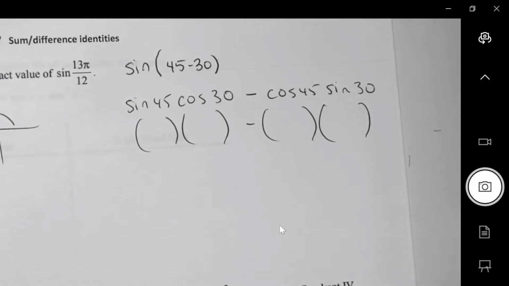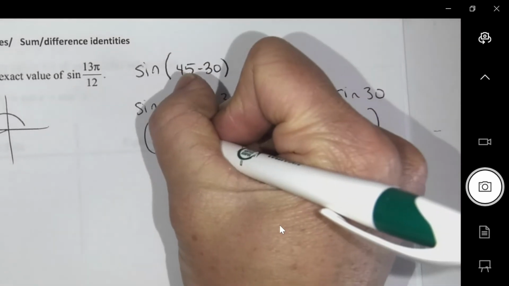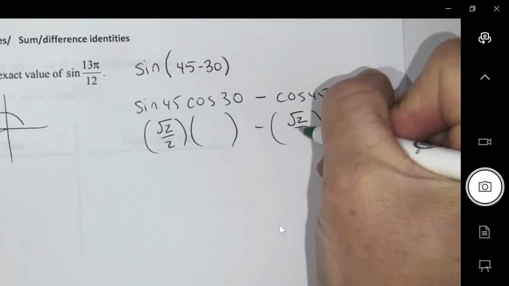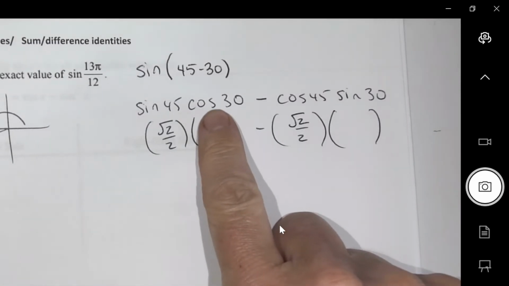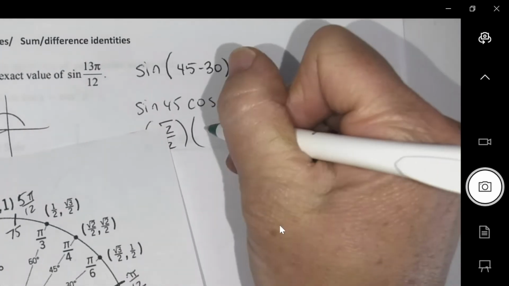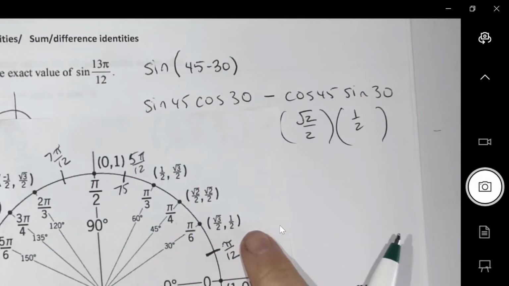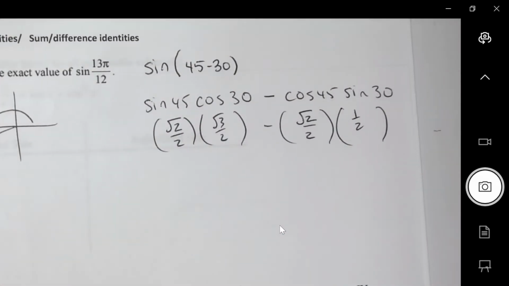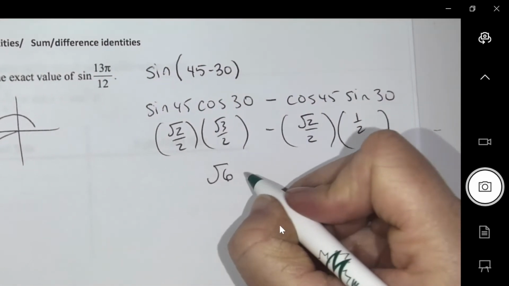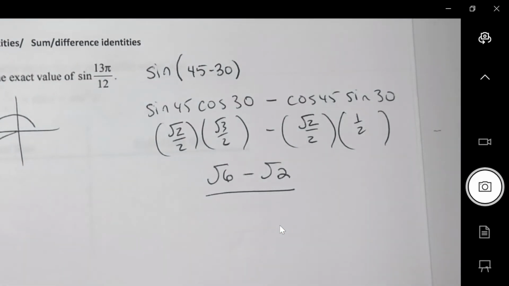Okay, what I do is I always do the 45s because here's why. They're all just root 2 over 2. So I don't care what I'm looking at. Every time I see a 45, root 2 over 2. Cos 30 is the x value. So root 3 over 2. Sine 30 is the y value. So 1/2. So this makes a root 6 minus a root 2 over, what's the bottom number? 4.